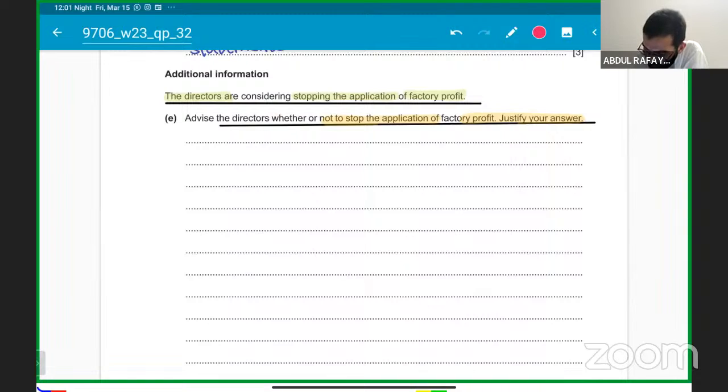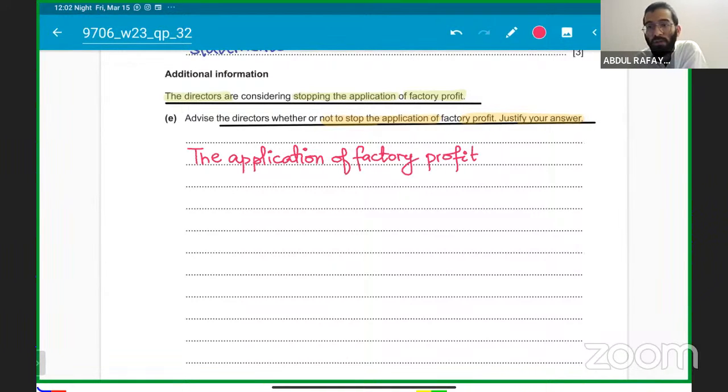Okay. So if the application of factory profit is stopped, what could be the reason it should be stopped? Why, students, should the application of factory profit be stopped? Tell me, any reason? Anyone would like to share any reasons? It should be stopped because factory profit is not realistic. You have a percentage of 25%. It is not sure that this is the benchmark. It is not an accurate percentage. Okay, so the rate can vary.